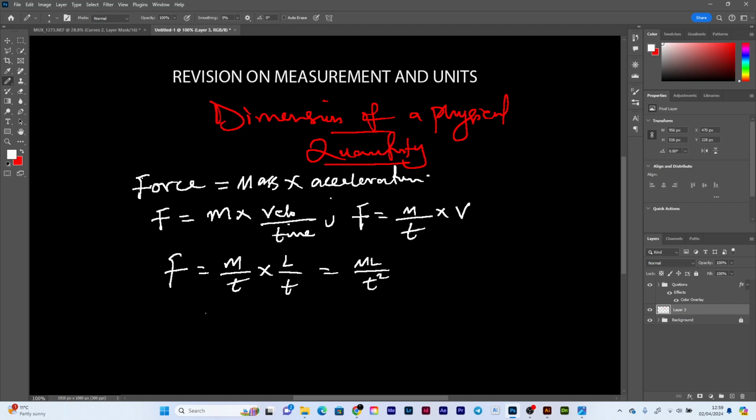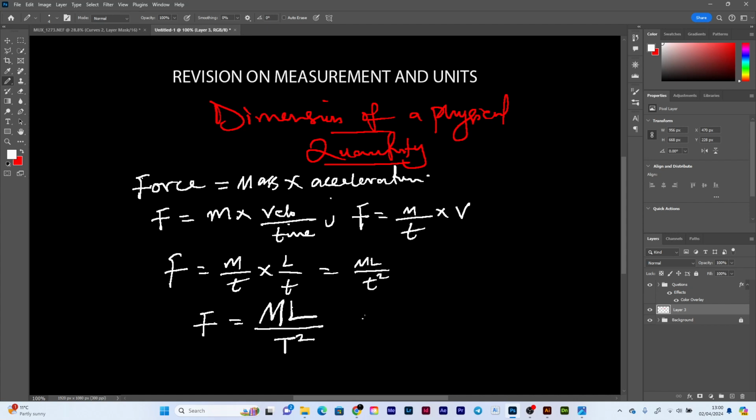So the third step that you need to take now is to replace all these fundamental quantities. Mass, anywhere you see mass, replace it with capital letter M. Anywhere you see length, replace it with capital letter L. Anywhere you see time, replace it with capital letter T. So that makes you have F equal ML over T squared, right?